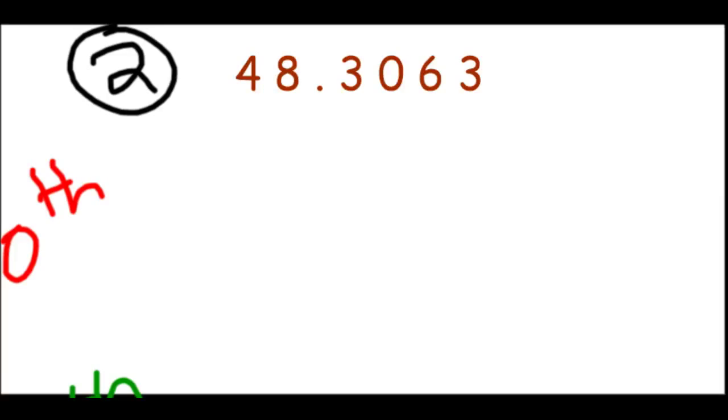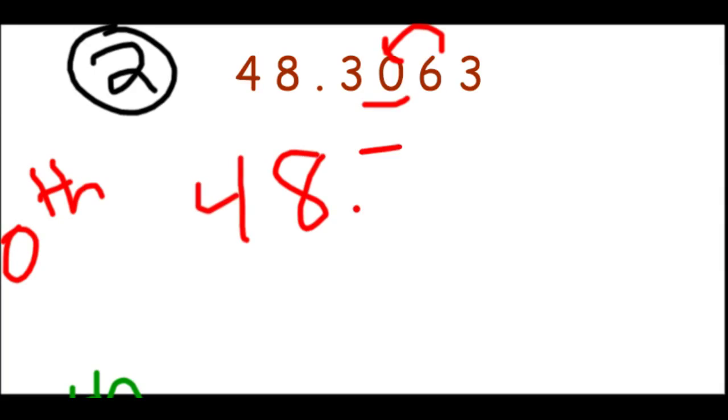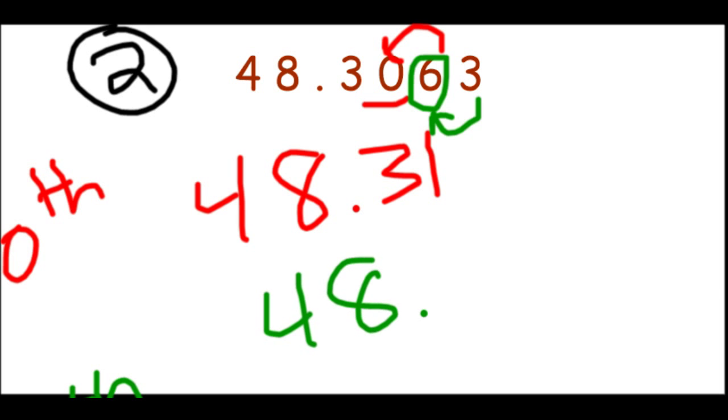Moving over to number 2, which is 48.3063. To the hundredths, the 0 is our hundredths place, so we're going to use the 6. The 6 is bigger than 5, so the hundredths place gets rounded up to 48.31. And now if we want to round to the thousandths place, we're going to use the ten thousandths place, which is the 3. 3 is smaller than 5, so there is no rounding up that happens.